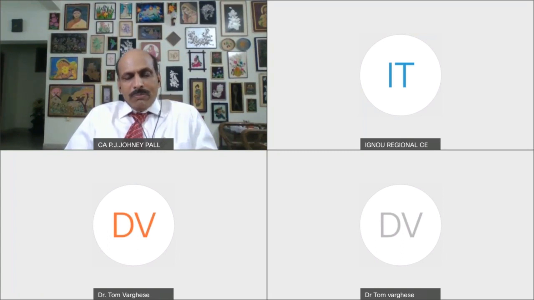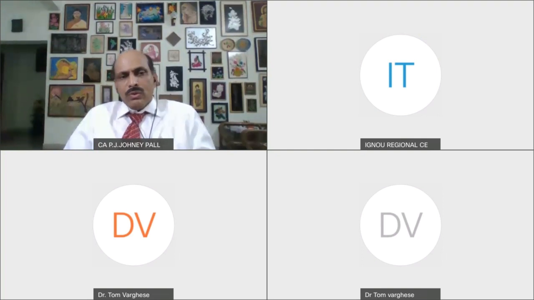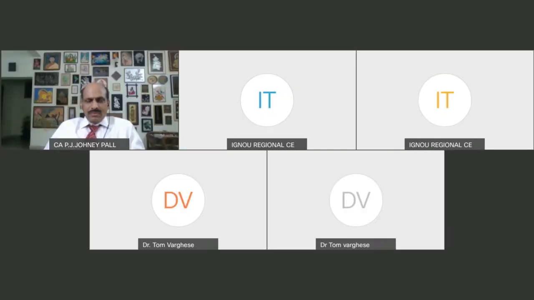Because in the cost of production, we are not considering opening and closing balance of finished goods. With regard to cost of goods sold, we are considering opening and closing of finished goods. Cost of sale is different from cost of goods sold because we are not considering selling and distribution expenses with regard to cost of goods sold. Cost of sales includes selling and distribution expenses.